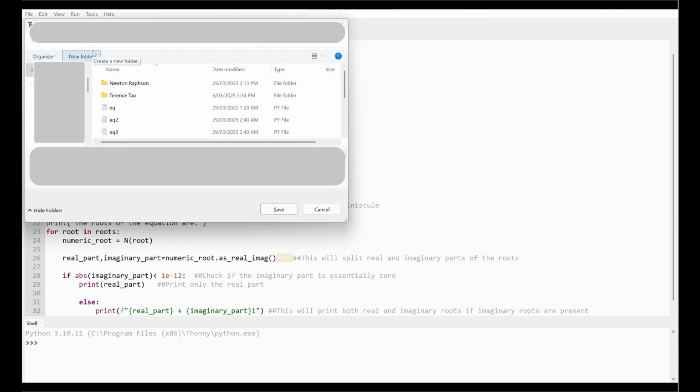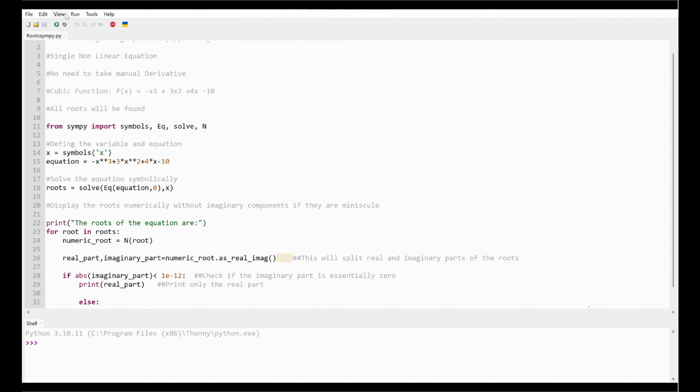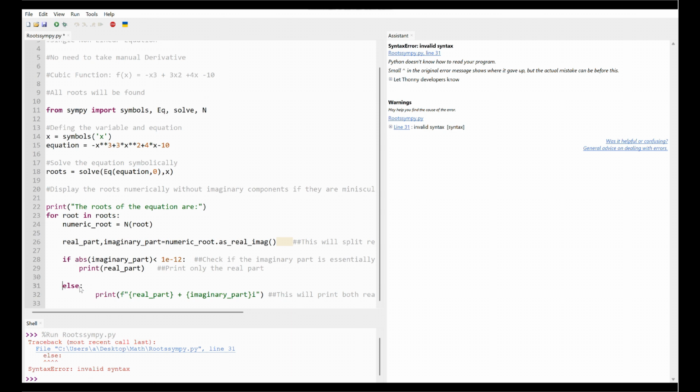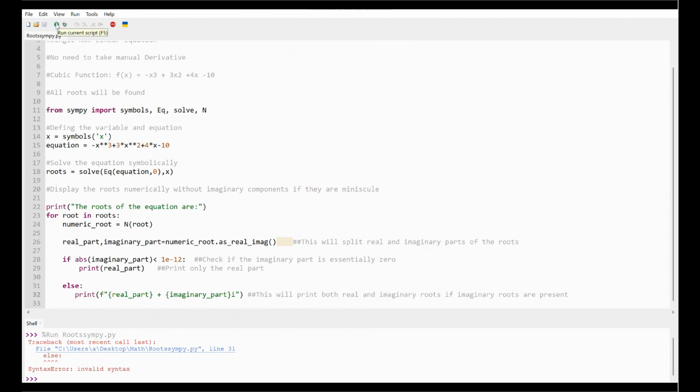I will save the file first before running it. Now I've got an error. I'll fix it now. Syntax error. That's what happens when you don't wear your glasses. Can't see properly. Okay, I'll run it again, and there it is.